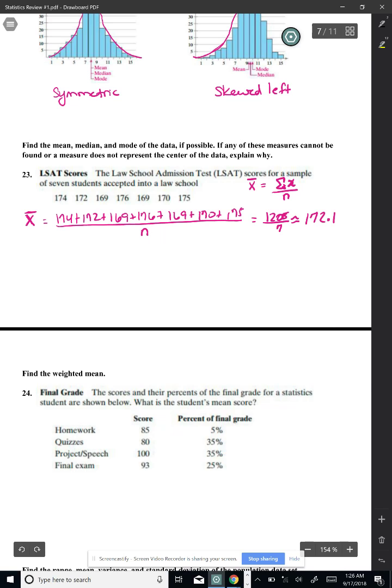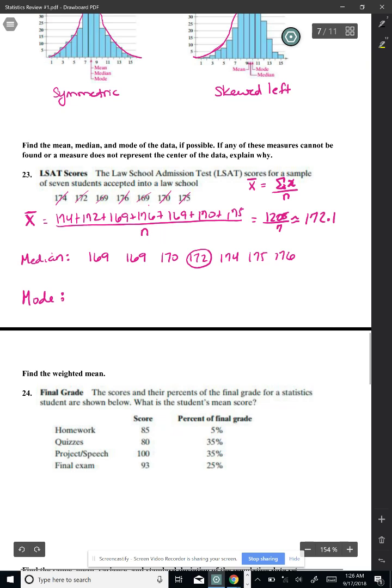For the median, we have to put the numbers in order from least to greatest. So 169 is the smallest. So 169, 169, and then 170, 172, 174, 175, and 176. And the median is the middle number. So since there's an odd number, it's the one right in the middle. Remember, if there's an even number, you take the 2 in the middle and find the average. But on this one, the median would be 172.